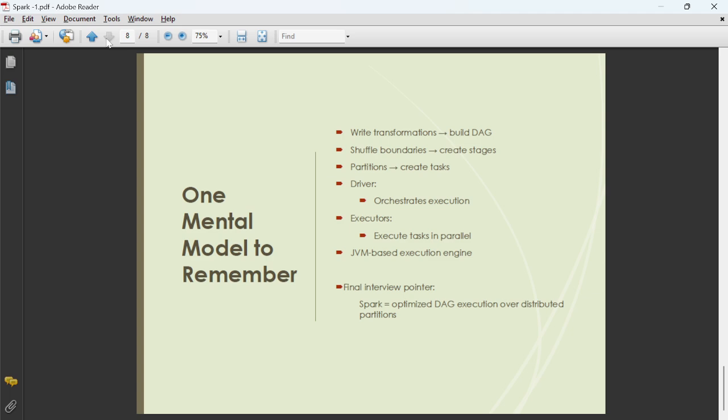So let's wrap everything up with one simple mental model. You write transformations, Spark builds a DAG, shuffles split the DAG into stages, partitions create tasks, tasks run in parallel on executors, the driver coordinates everything, and execution happens on the JVM. If you understand this flow, Spark will never feel confusing again.